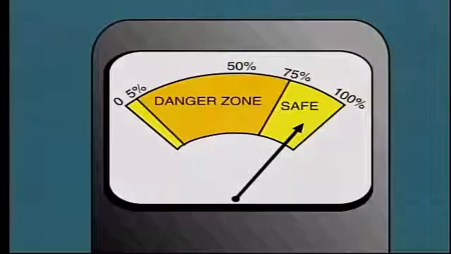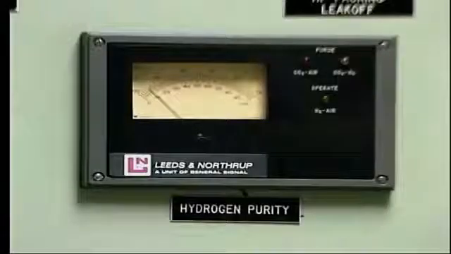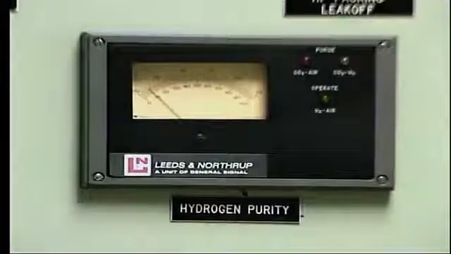The danger area for an explosive mixture is within the range of 5% to 75% hydrogen in air. For this reason, it is extremely important to maintain the purity of hydrogen inside the generator. Ideally, the hydrogen purity should be above 97%. Purity is continuously monitored and indicated and alarmed if the level falls below the set point.